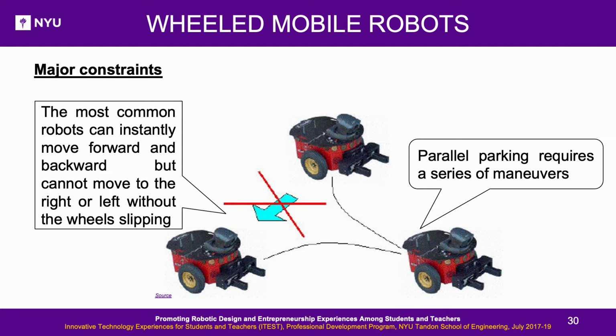Wheeled mobile robots. The most common robots can instantly move forward and backward but cannot move to the right or left without the wheels slipping. Parallel parking requires a series of maneuvers. To allow sideways sliding, use of rollers around the rim of the wheel, such as the omni wheel and the mecanum wheel, can be used.